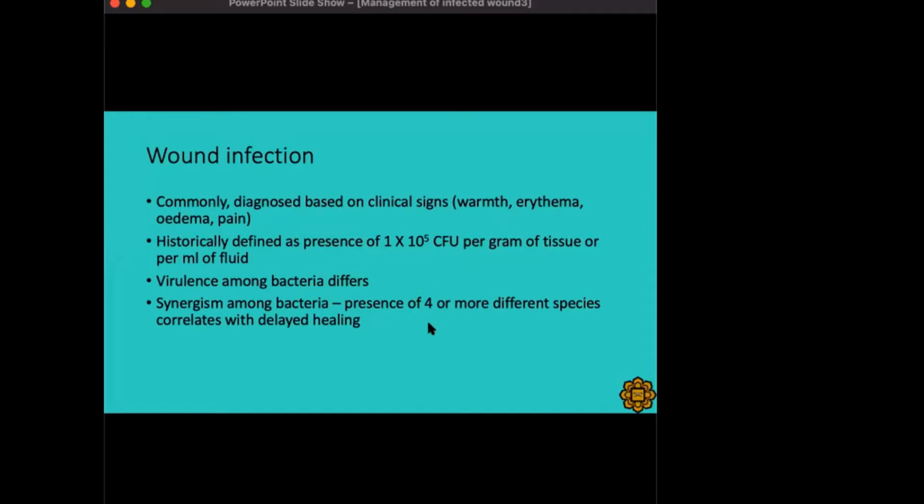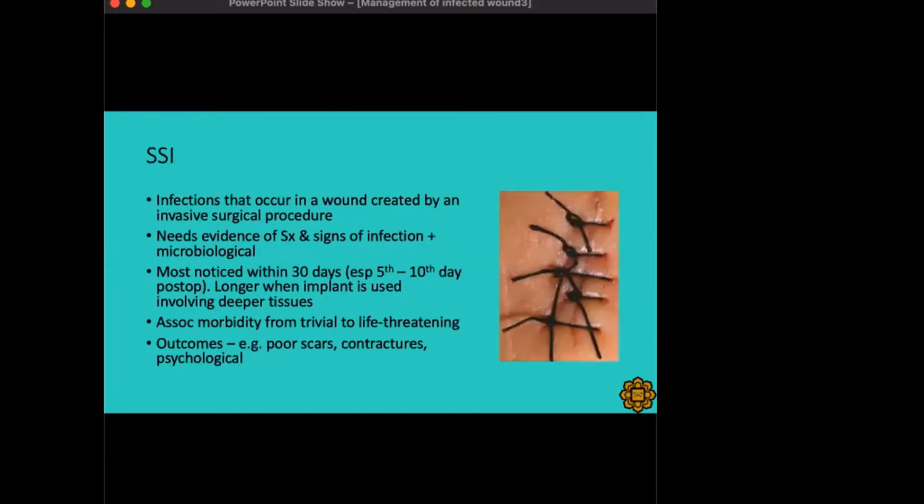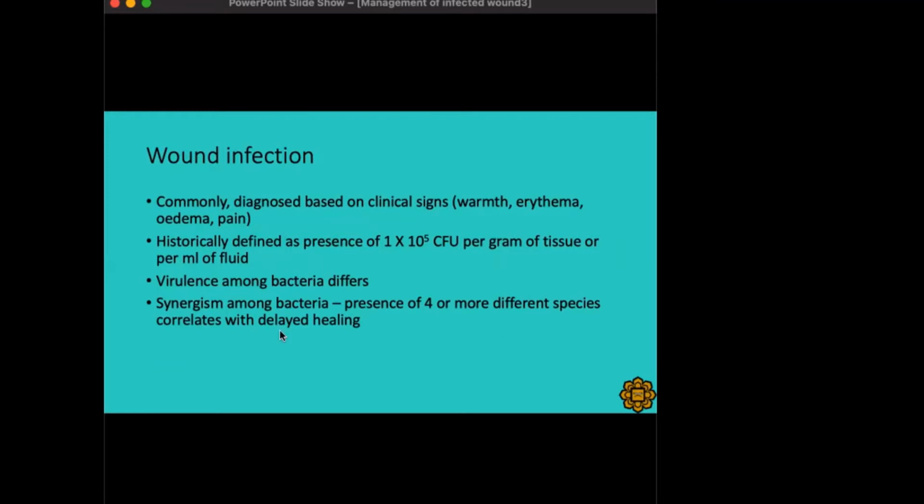There is also some synergism among bacteria. That means that the presence of four or more different species can work together and cause delay in wound healing, but not necessarily elicit the signs of wound infection. So sometimes we take a culture from a wound and you get multiple organisms, but the wound doesn't look infected, and the wound is still not healing because of this synergism among the bacteria.